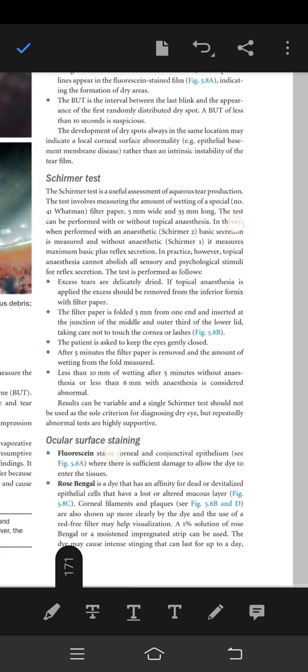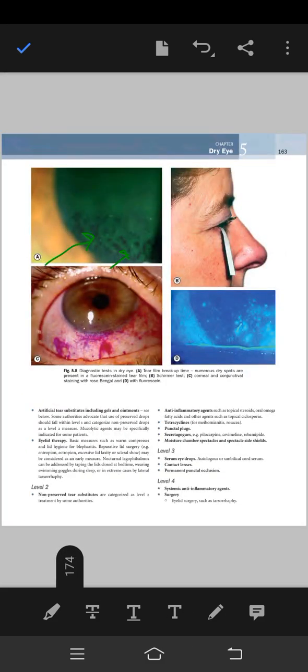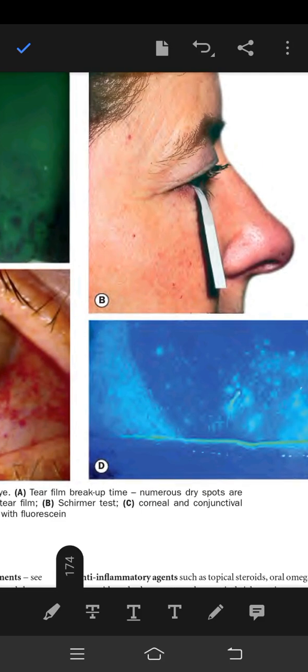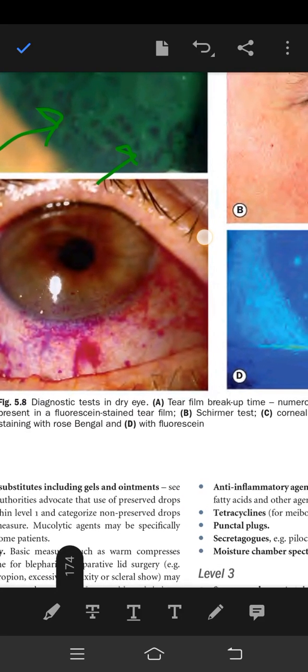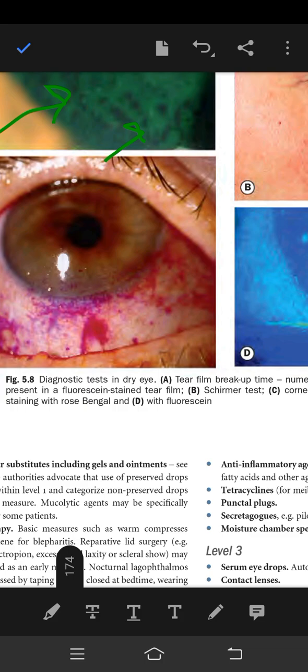Let's see figure 5.8b. So here is the Whatman filter paper, which is 5 mm wide and 35 mm long. 5 mm is folded and then placed between the margin of the lower lid, middle part and the outer third part. After 5 minutes it is observed: if more than 10 mm is covered with tears, it is normal. If less than 10 mm, then it is abnormal. And C is showing the corneal and conjunctival staining with rose bengal and with fluorescein.